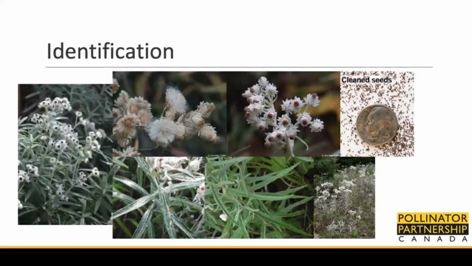Pearly Everlasting produces clusters of rounded white flowers with yellow centers, each appearing somewhat like a pearl, hence the name. The leaves are long and slender with green tops and densely white woolly undersides. The stems also have this white woolly quality too. And if you're not totally sure, give the flowers a smell as they tend to have a slightly musky odor.